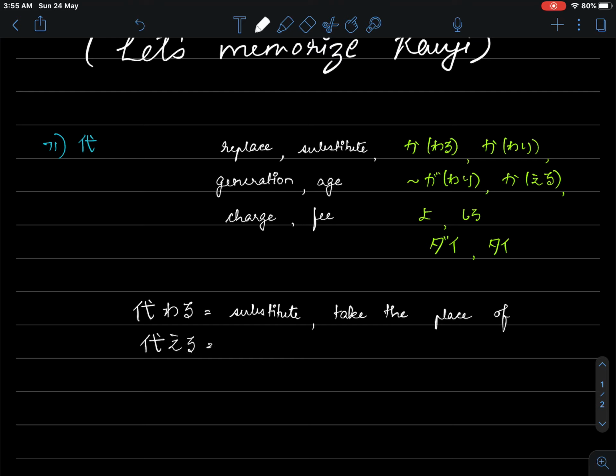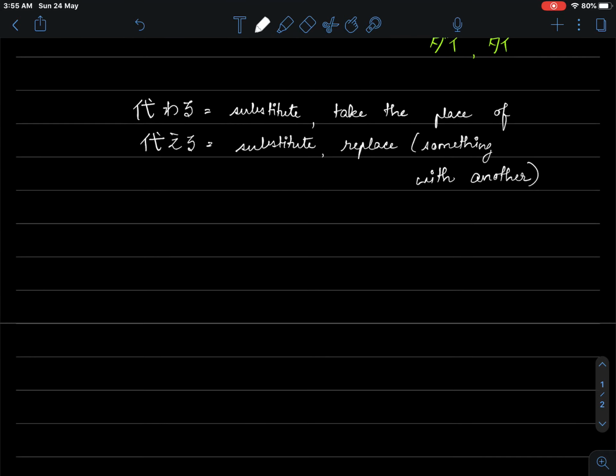So this is kaeru. Again, substitute or replace something with another thing. Okay, replace something with another. Now let's have a look at another word. Oops, I apologize.